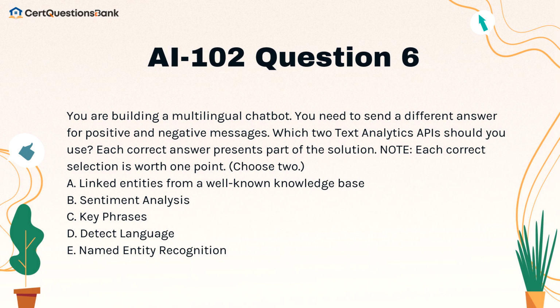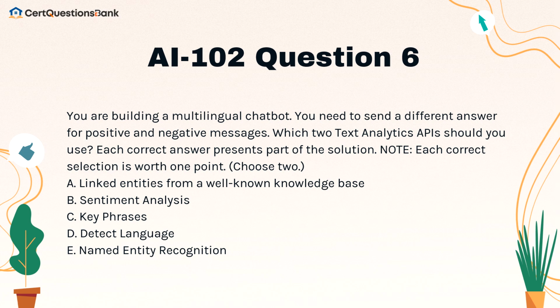You are building a multilingual chatbot. You need to send a different answer for positive and negative messages. Which two text analytics APIs should you use? Each correct answer presents part of the solution. Note: each correct selection is worth 1 point.